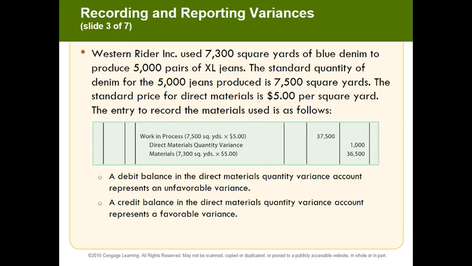Then, as production was going on, and they used 7,300 square yards to produce the 5,000 pairs, the standard quantity of denim should have been 7,500 square yards at a standard price of $5 per square yard. So they go ahead and recognize the 37,500 in work in process. This is based off the standard, right? This is 7,500 square yards multiplied by the $5. We actually used 7,300, so we reduce our materials only by what we actually used. So that's the 36,500. And we recognize the 1,000 direct materials quantity variance. Now, a credit balance in this is favorable, whereas a debit balance would be unfavorable.